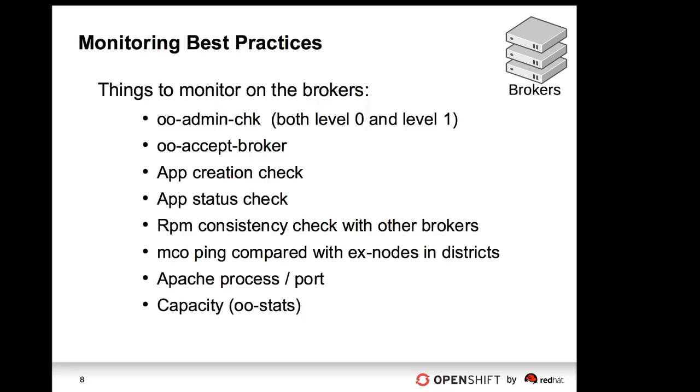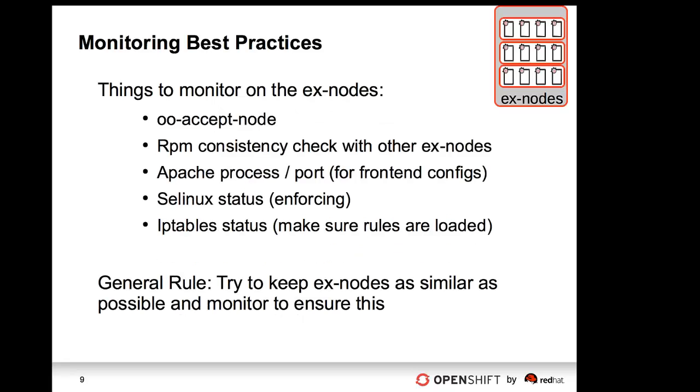Here's what we do for the nodes. Okay, so again, we really like the OOAccept scripts, and we like to monitor them. OOAccept node is actually even better than the OOAccept broker, because OOAccept node not just looks at the node itself, it actually goes and looks at the individual gears. So it'll tell you things like, it'll tell you if a gear's processes are not being confined properly by cgroups, it will tell you.